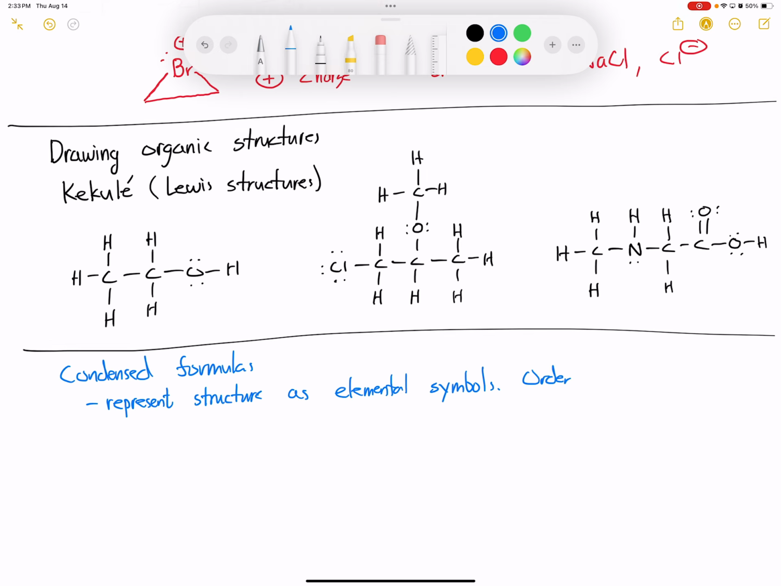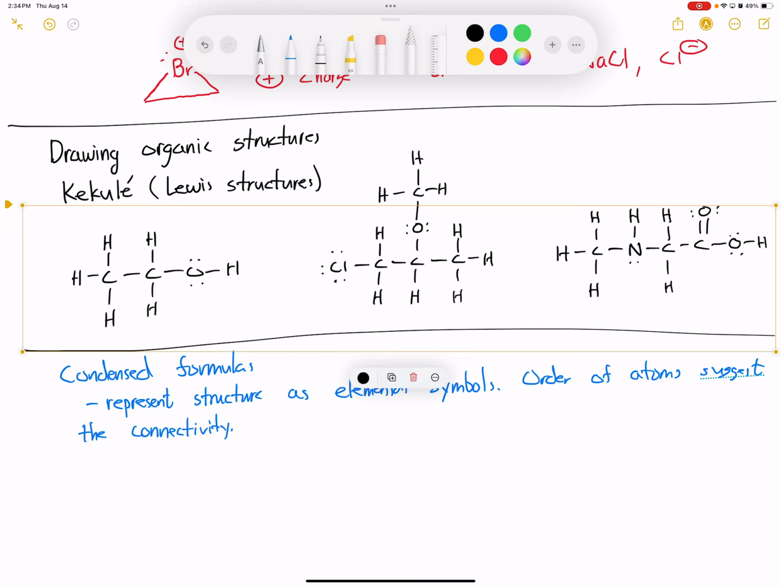And the order here of atoms suggests the connectivity. So basically, the order it's written suggests how it's drawn or how it's ordered in connection, okay? So for example, if we took the previous examples right here, let's look at all those and try to draw condensed structures.